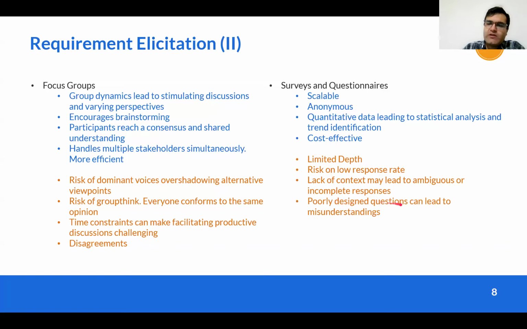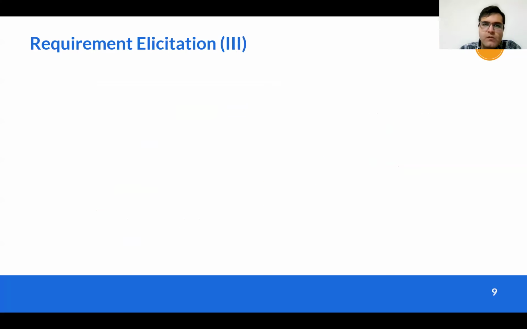Okay. Poorly designed questions can lead to misunderstandings. You need to properly research what kind of questions to ask and how those questions might be interpreted. Okay, it's always good to have other people look at your questions before you release them to the public, so that you know you're not assuming people will understand.